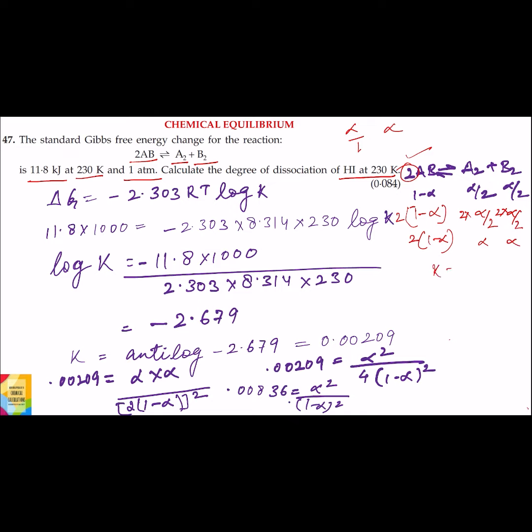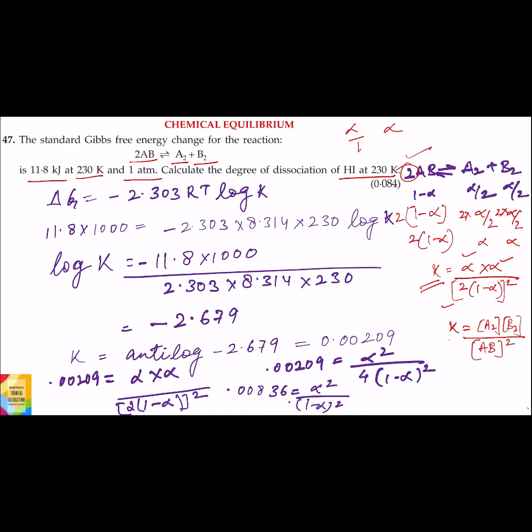So expression for K will be product of the concentration of the products at equilibrium, that is alpha into alpha, divided by concentration of the reactant present at equilibrium. So this is 2 into 1 minus alpha, raised to the power which is equal to the stoichiometric coefficient. So the expression for K is A2 B2 divided by AB raised to the power 2, and these are the concentrations of A2, B2 and AB. Putting the values, we get this expression for K.